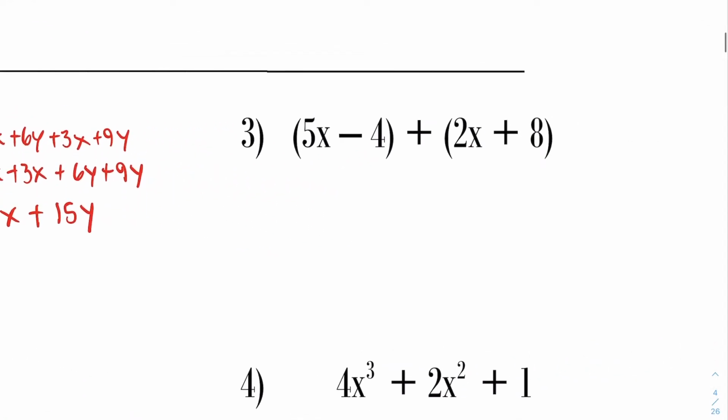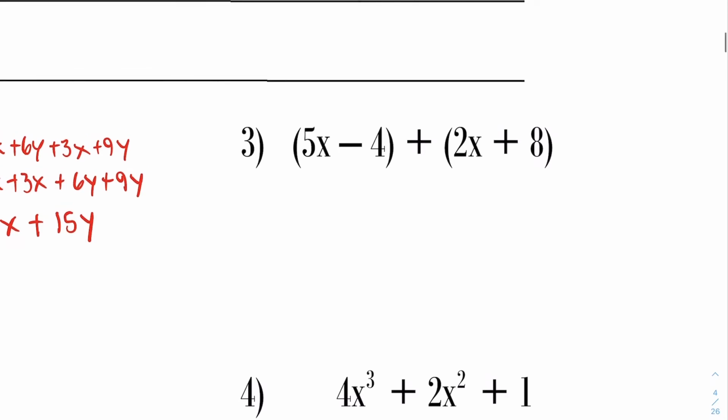Let's do another one. There is nothing in front of the parentheses, so that means we can just rewrite it without that parentheses. Then you can group your x's. That's a positive 5x, that's a positive 2x, so it's 5x plus 2x. That's a negative 4 plus 8. You have to pay attention to whatever sign is in front of that number whenever you're rewriting it. 5x plus 2x is 7x. Negative 4 plus 8 is a plus 4.